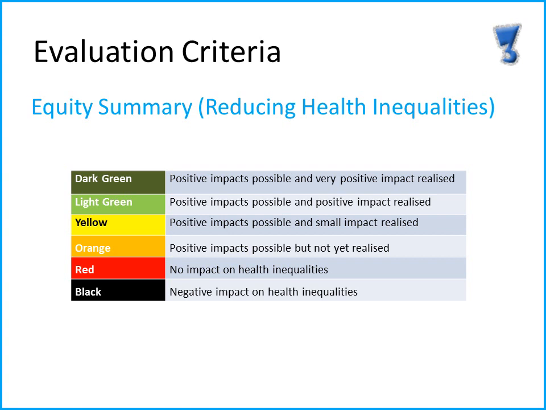Equity summary is about reducing health inequalities. So if it's identified that the service was going to make a difference for Aboriginal and Torres Strait communities, we need to look at, were there positive impacts possible and realised, or was there no impact on health inequalities? If there's no impact, there would be a red beside this indicator, and if there are positive impacts possible and realised, there would be a level of green.